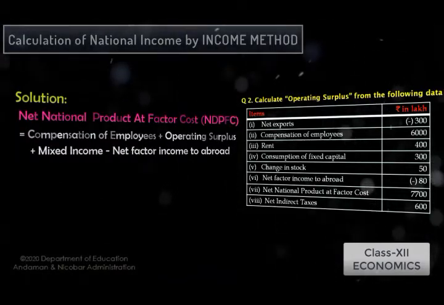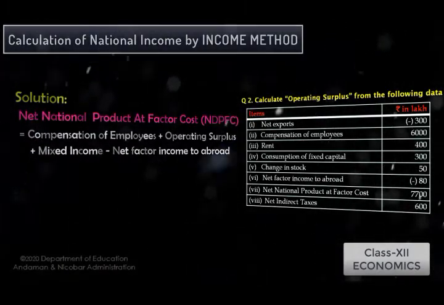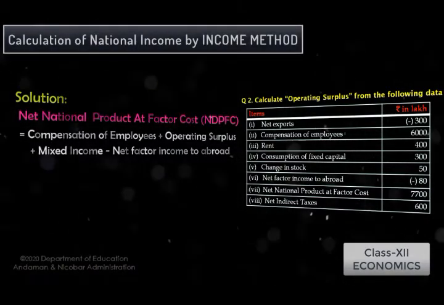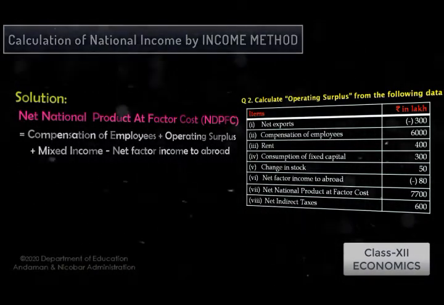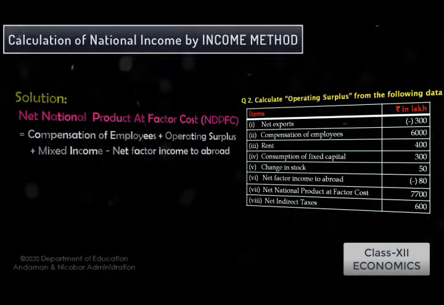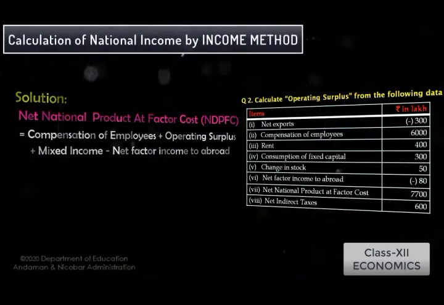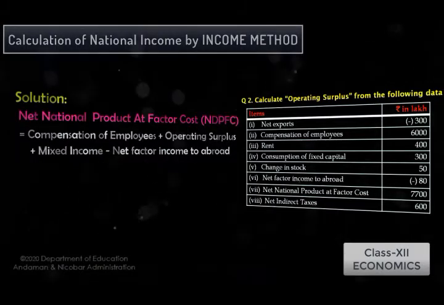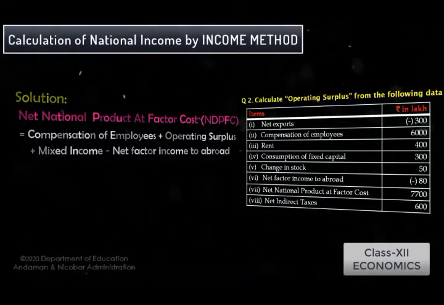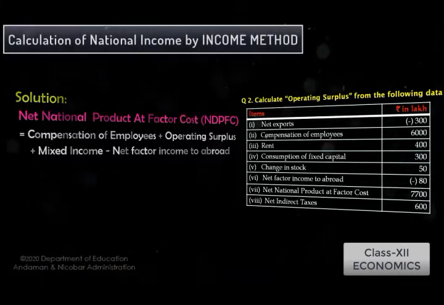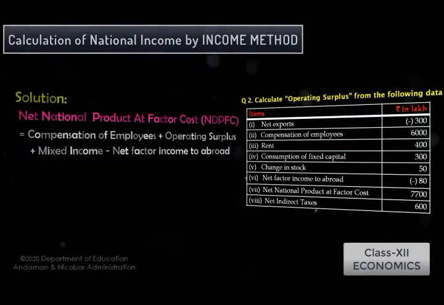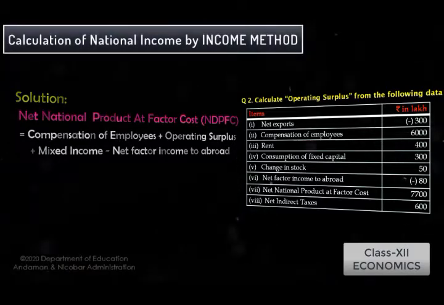That is, by adding all these three components together, we get the value of NDP at factor cost first, then the value can be converted into the net national product by adding the value of NFIA, that is net factor income from abroad. But in this question the value of net factor income to abroad is given, so we will subtract the value NFIA, that is net factor income to abroad.